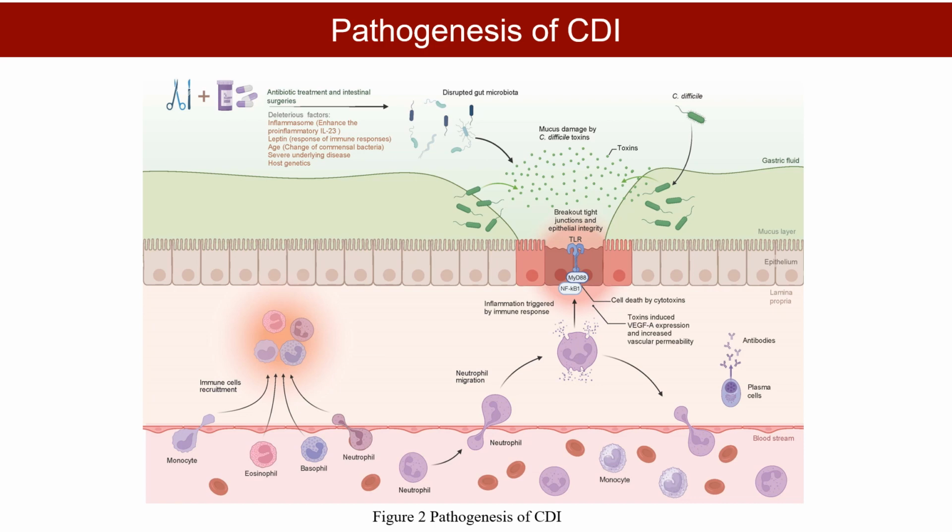CDI occurs when the C. difficile colonizes the gut and releases toxins that damage the intestinal mucous membrane and actin cytoskeleton, ultimately leading to subsequent apoptosis and tissue damage. Damage to host epithelial cells triggers increased vascular permeability, leading to diarrhea and even colitis.